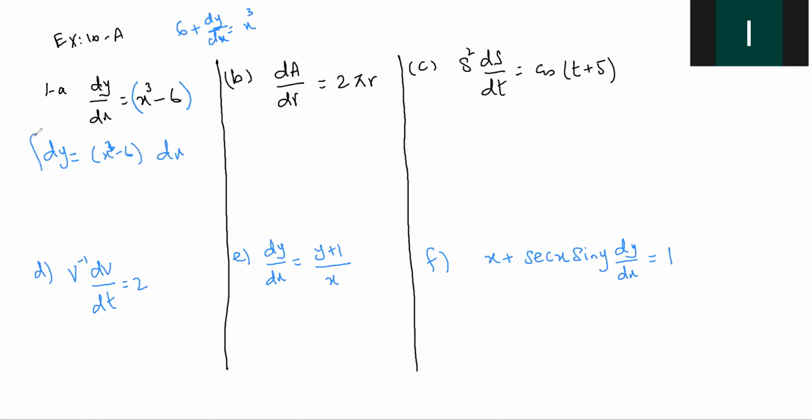Now it is quite clear to me that I have to integrate this. I'll get y, and I should know how to integrate this. This is x to the power 4 over 4 minus 6x and then plus c.